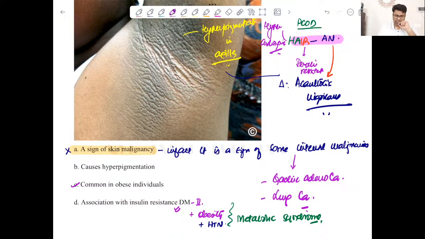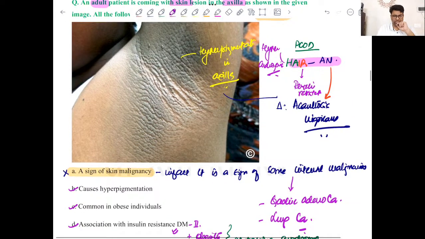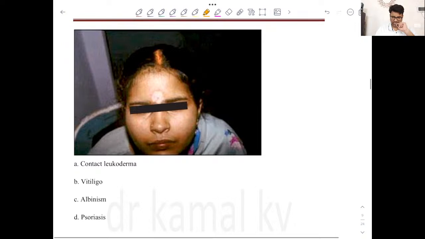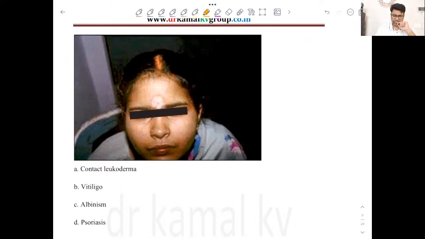So it is seen in obese people with diabetes, and you can see the hyperpigmentation here. So B, C, D are obviously the right options, and A can be ruled out because it is not an indicator of skin malignancy, although it is an indicator of some internal malignancy which can be of stomach or lungs, right? So this is Acanthosis nigricans. Now what condition is this? Any idea? What condition is this?